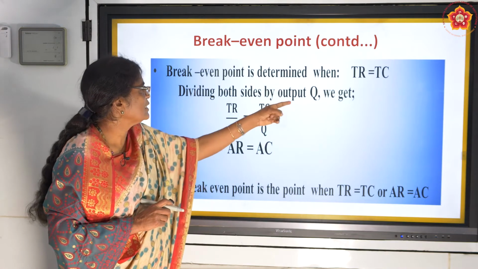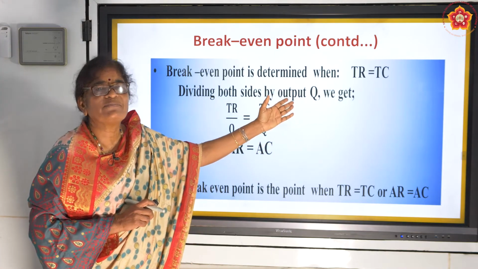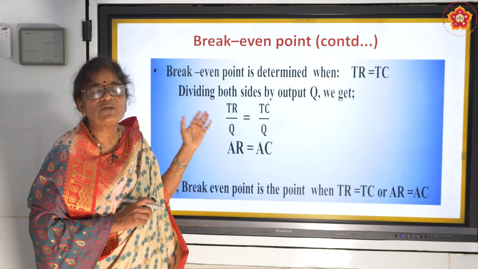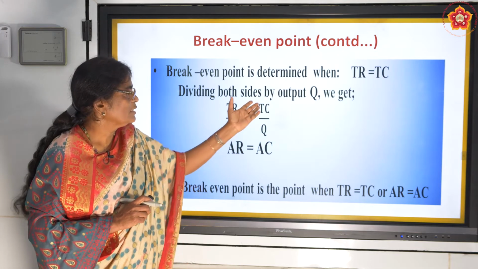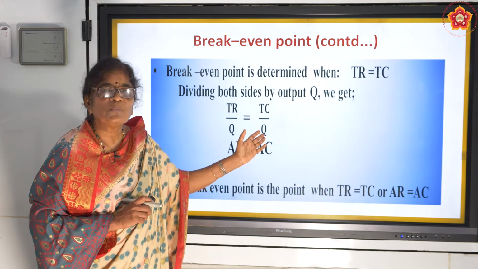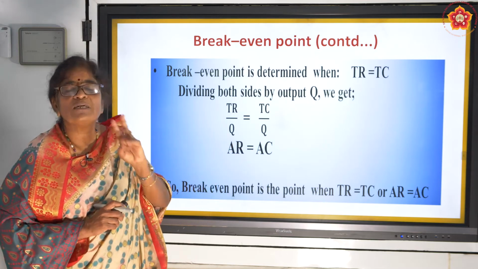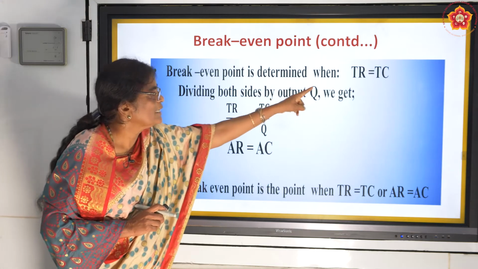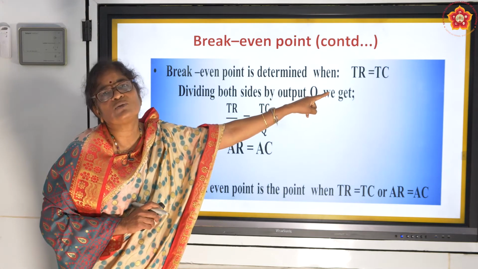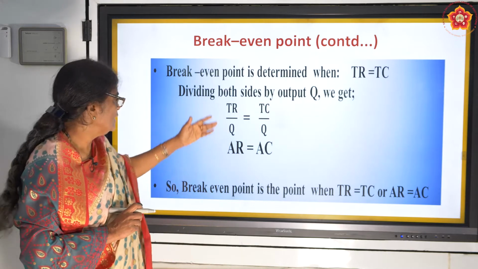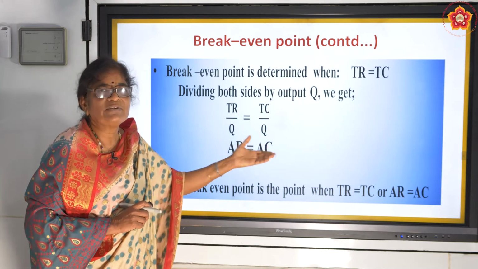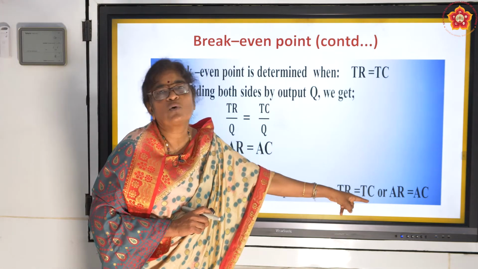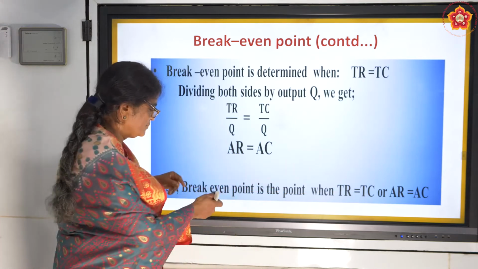And dividing both sides by Q, that is the output produced by the firm, TR by Q, what is that? Total revenue per unit of output. What is total revenue per unit of output? Average revenue. What is total cost per unit of output? AC. Therefore, there are two ways you can mention the break-even point, as we have done for the shutdown point also. Here, you can either say TR is equal to TC at the break-even point, or you can say AR is equal to AC. Both convey the same meaning. And so, the break-even point is the point where TR is equal to TC or AR is equal to AC.